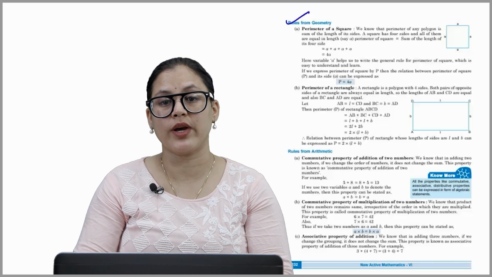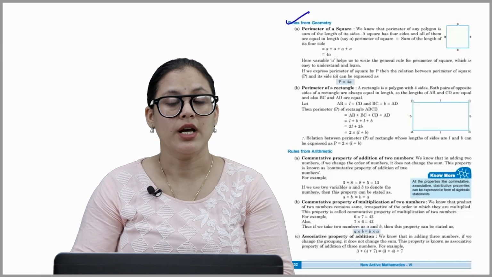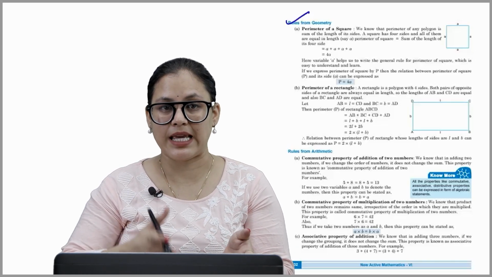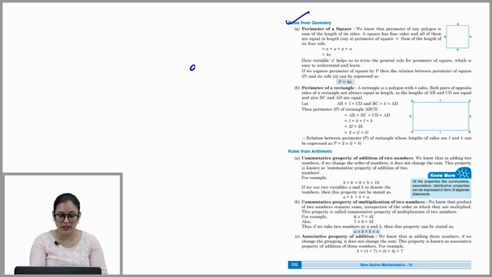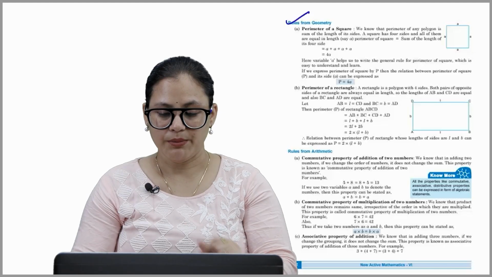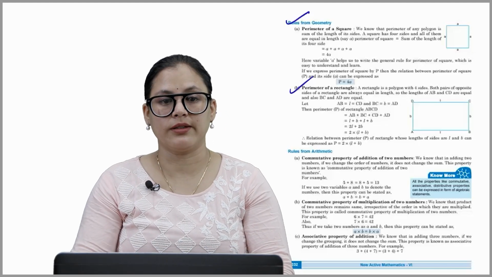Say a. Perimeter of a square is equal to the sum of the lengths of its 4 sides. We already know that is a plus a plus a plus a, that is 4a. Here the variable a helps us to write the general rule for perimeter of a square, which is easy to understand and learn. If we express perimeter of a square by p, then the relation between perimeter of a square and its side can be expressed as p is equal to 4 into a, that is perimeter of a square is equal to 4 into side, right?